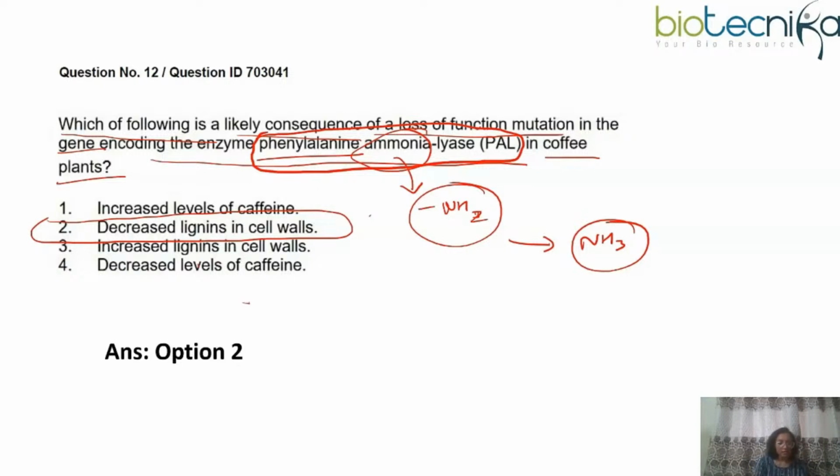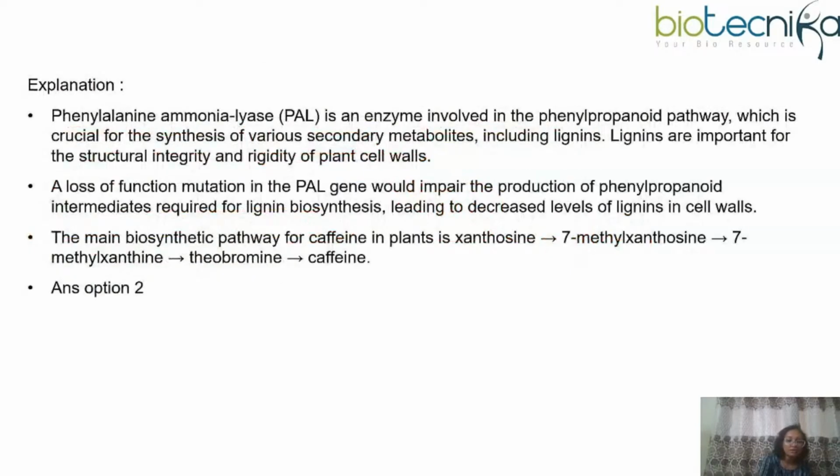Now caffeine, the other two options are caffeine, right? Increase in caffeine or decrease in caffeine. Caffeine is not generated because of this enzyme. The main biosynthetic pathway for caffeine starts from xanthosine. Okay, and then multiple intermediates and then caffeine. So this caffeine production is not impacted if there is a mutation in the PAL gene, which is phenylalanine ammonia lyase, but lignins are affected.